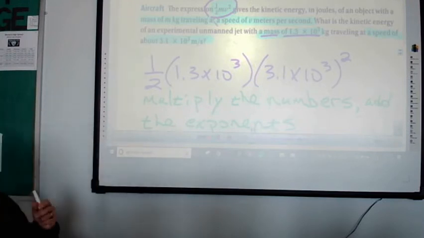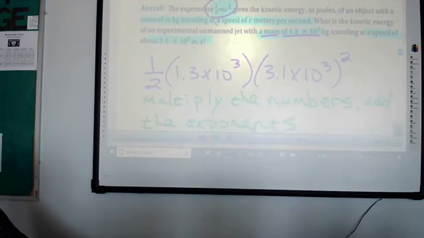But I can read, so I'm going to read the problem. We're raising a number in scientific notation to a power to a power. That's basically what we're doing today. The expression 1/2 m v squared gives the kinetic energy in joules of an object with a mass of m kilograms traveling at a speed of v meters per second.